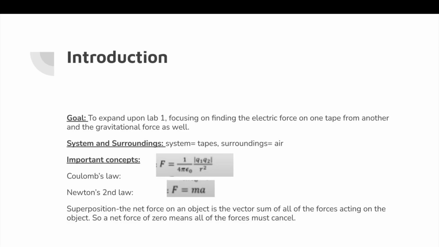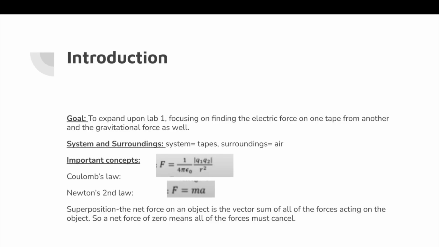Some important concepts. So here we have Coulomb's law, Newton's second law, which is that force equals mass times acceleration, and the idea of superposition, which describes that the net force on an object is the vector sum of all the forces acting on the object.